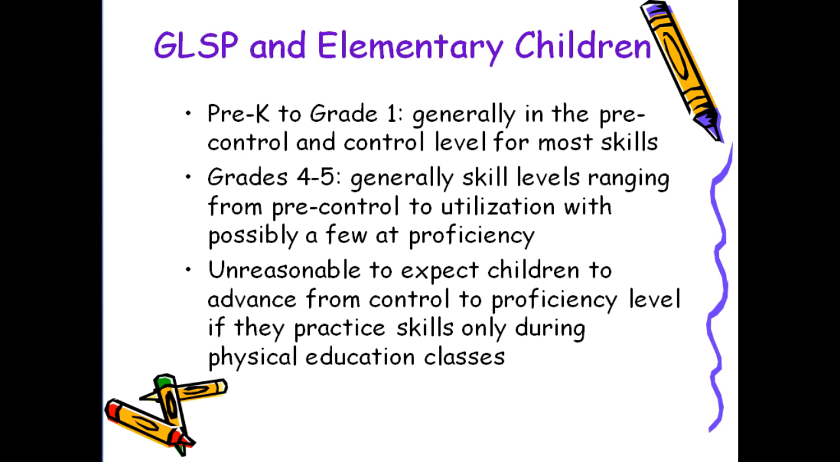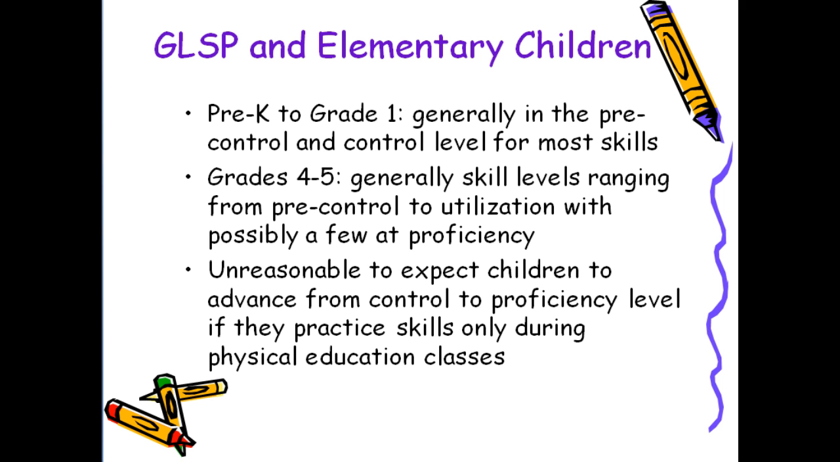As a general rule, because we don't go by grade level to determine skill level, pre-K to grade 1 students generally are at the pre-control level and or control level for most skills. That's not to say that there won't be some students who have lots of opportunities to practice outside of school in soccer or basketball, who might be better at throwing and catching than most of the students in their grade level. That's why we're trying to look at the levels of skill proficiency.